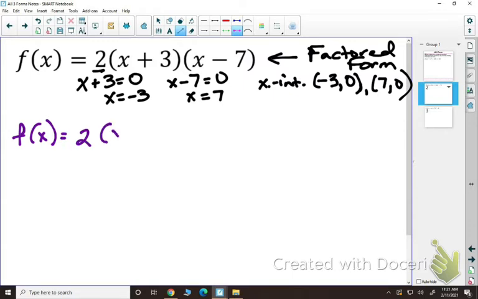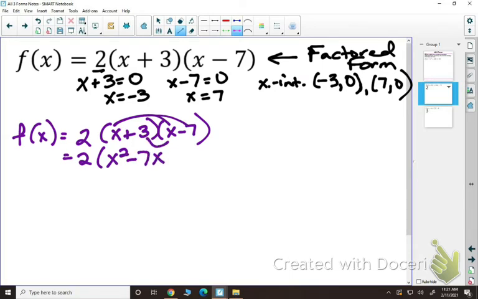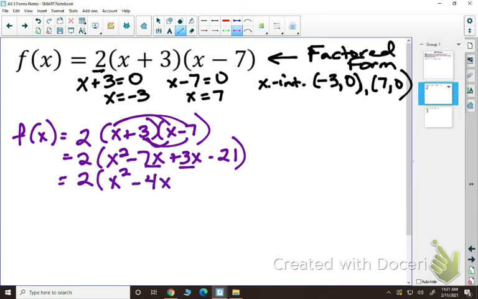Okay, so I'm just going to write it down again so we can multiply it out. I'm going to keep the 2 out in front for now. Let's distribute. So we're going to have x squared minus 7x plus 3x minus 21. So again, I have the 2 out in front. We're going to have x squared, negative 7x and a positive 3x make negative 4x, and minus 21.